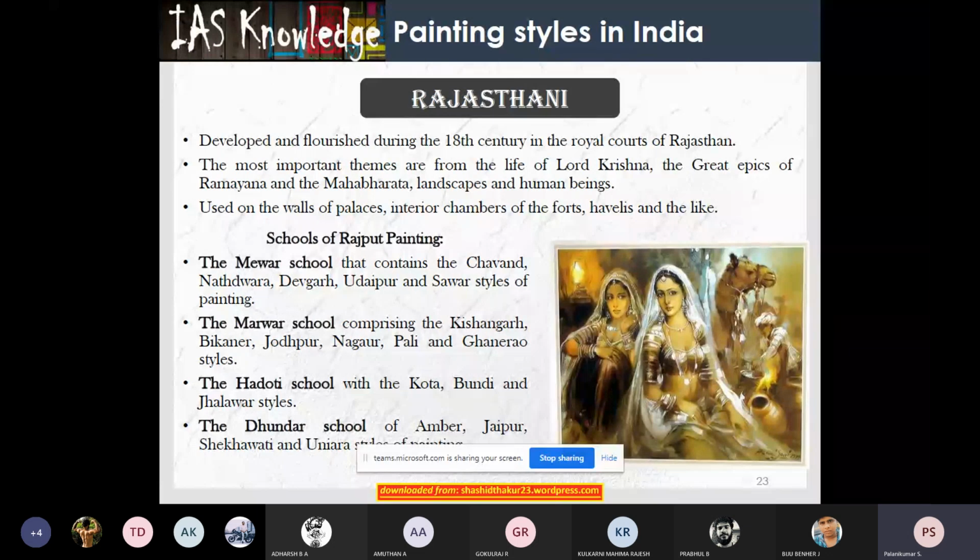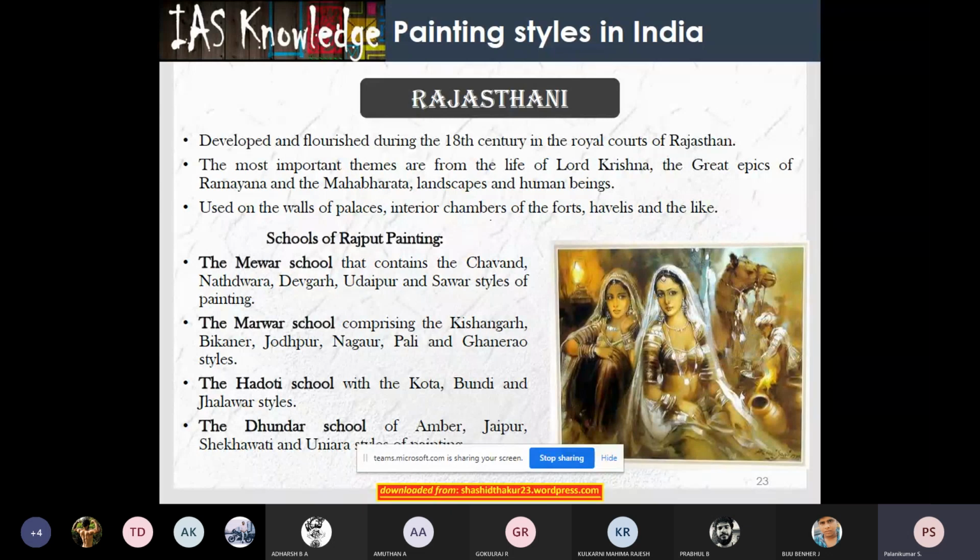The Mewar school, especially, contains the Chawand, Nathdwara, Devgarh, Udaipur and Sawar styles of painting, and the Hadoti school has the Kota, Bundi and Jhalawar styles. So it is also promoted by some schools. You can see on the right-hand side how much clarity it gives.